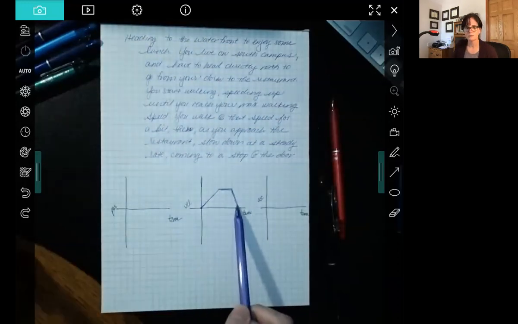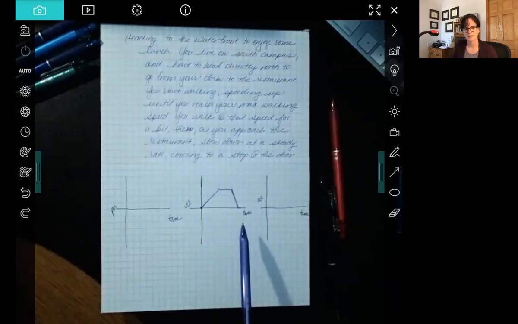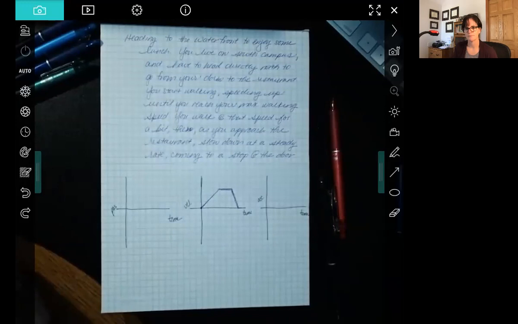So I'm still in the positive side of the velocity time graph until I stop, and then my velocity is 0. All right, so now once I have my velocity, I can go either to acceleration or to position. Doesn't matter what order we do it in.